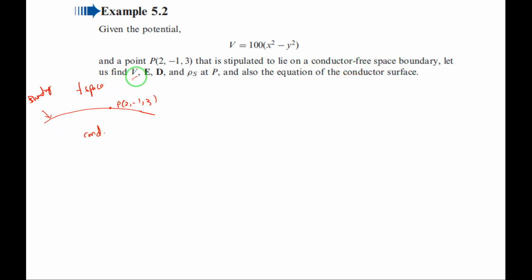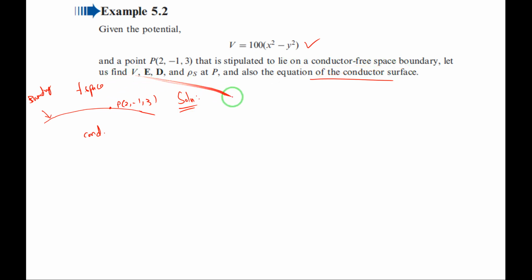Let us find out the potential V, the electric field intensity E, D, and rho s at point P. All these parameters we have to find out at this point, and also the equation of the conductor surface. This is the equation of the conductor surface already, but let us find out V and substitute. That will form the equation of the conductor surface. We'll see that one by one. Solution.